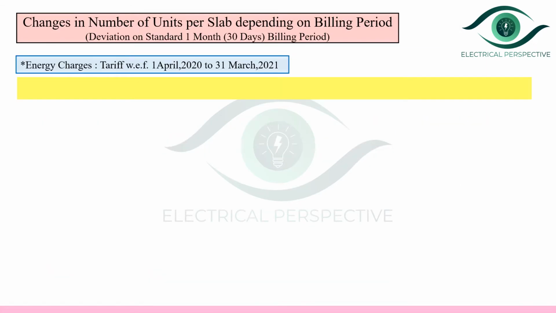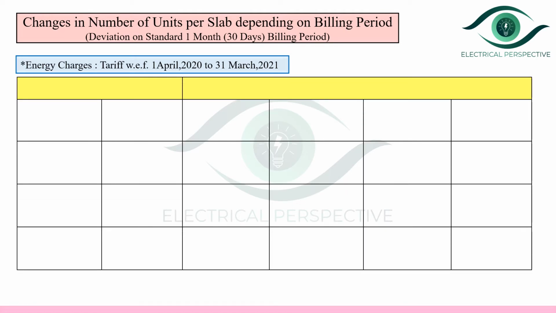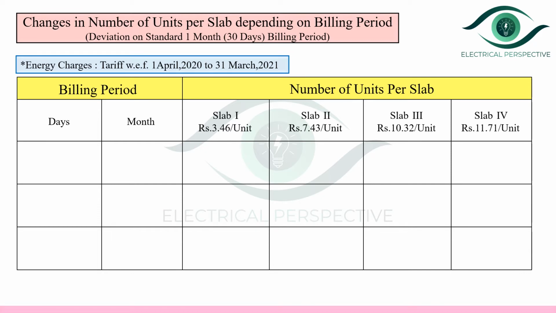Now let us discuss the changes in the number of units per slab depending on the billing period. The energy charges mentioned in the tariff order are for 30 days, that is for 1 month. But the actual billing period may vary like 28 days, 29 days, 31, 32 days and even more. So the number of units per slab will change and that will depend upon the billing period. Note that this billing period is also mentioned in the bill. Now let us see the table. Here, for better understanding, I have mentioned the billing period in days as well as in months.